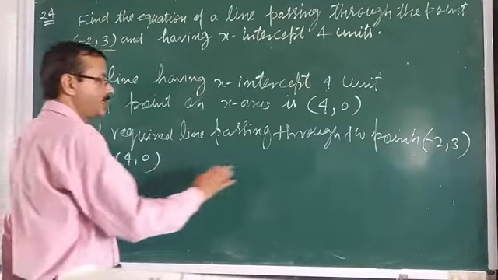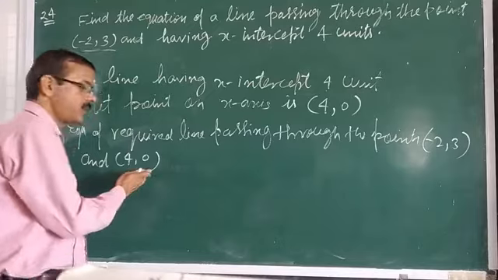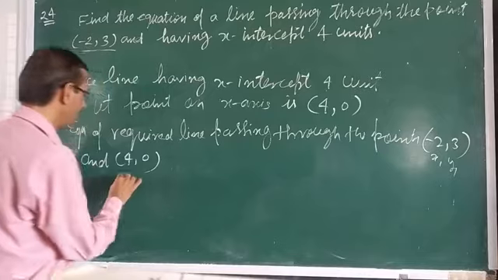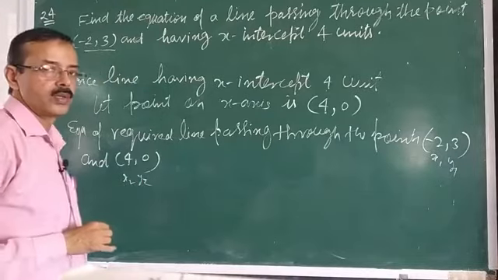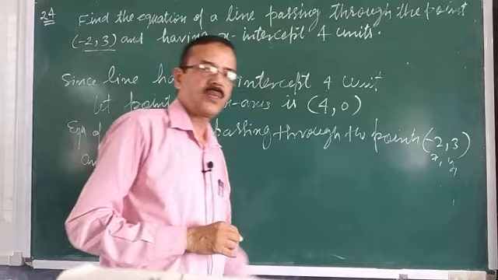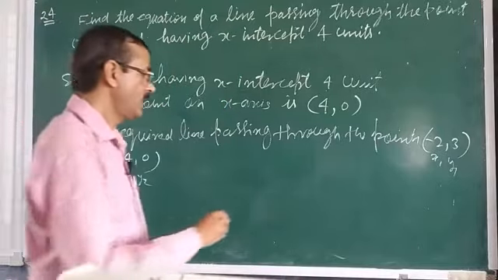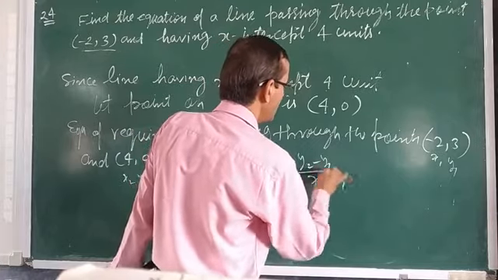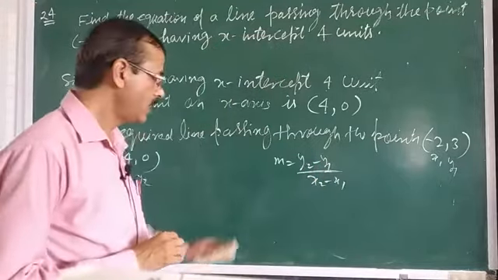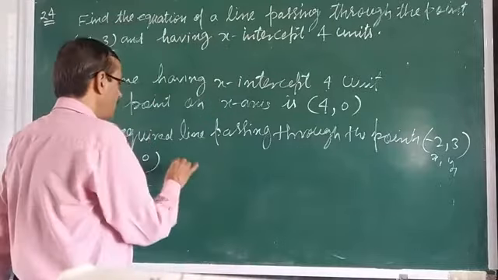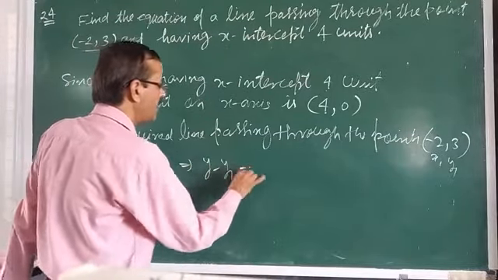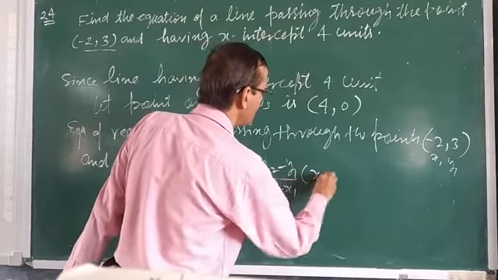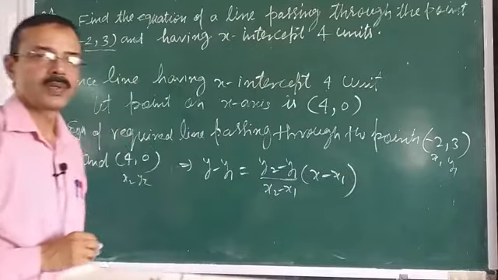This is, suppose, x1, y1 and this is x2, y2. This is x1, y1 and this is x2, y2. So by using these two points, we can find the slope m. m is equal to y2 minus y1 upon x2 minus x1. Okay. Or write the direct formula, y minus y1 is equal to y2 minus y1 upon x2 minus x1, times x minus x1, right?